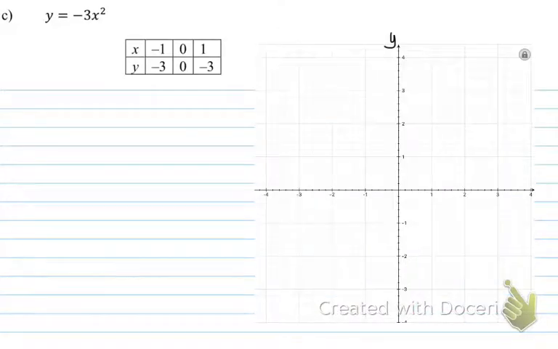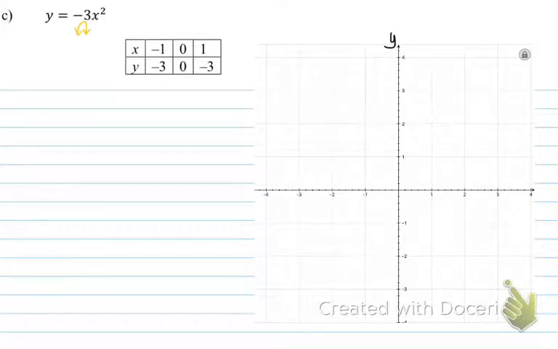Last example, y is equal to -3x squared. Okay, now I have to remember, this is the A value. And the A value tells me if it's smiley or sad. And clearly I can see here that it is a sad graph because it's negative, remember? So I'm going to have a sad parabola.